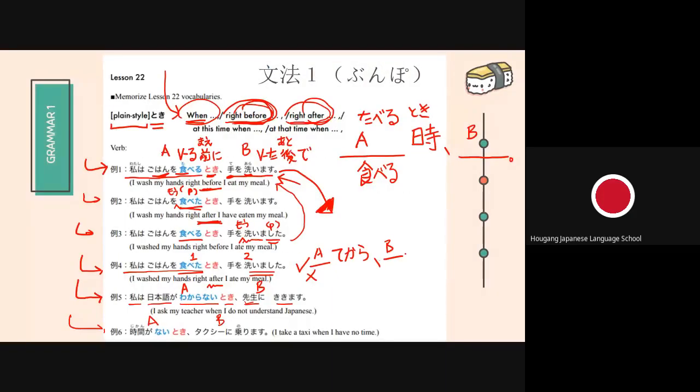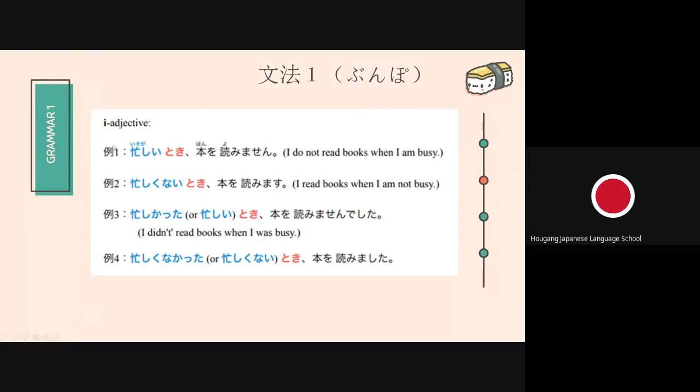Just now all these are verbs. Now adjectives. I'll just quickly go through, it's quite simple. Isogashii toki, kanji is 忙しい時, so 忙时, that's all. When you are busy, 你忙时, hon o yomimasen, I don't read a book. When not busy, isogashikunai toki, 不忙时. It's just as simple as that, two words only.